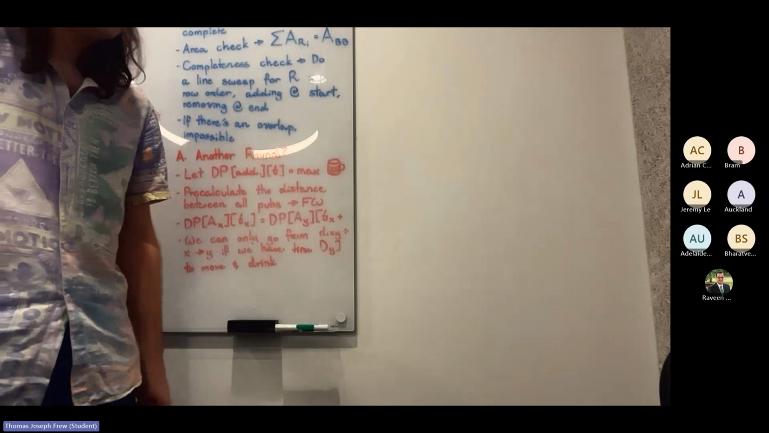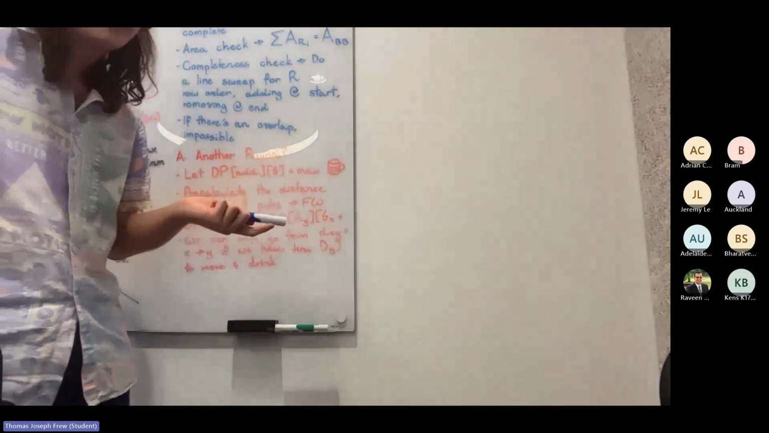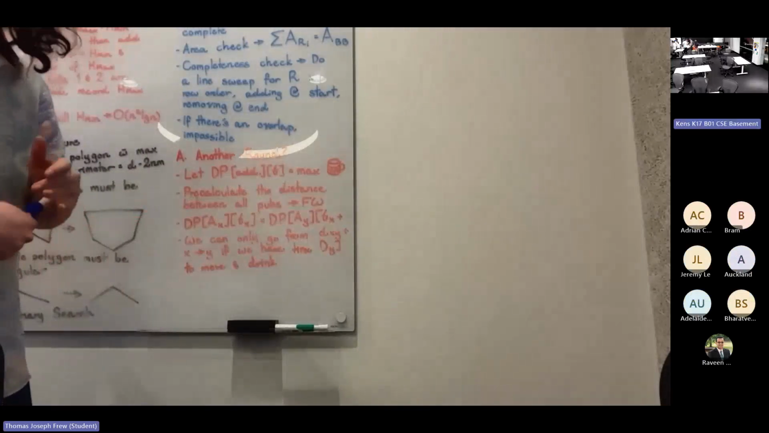So you've got to be using these current values of your DP as indexes for how long your current pint will take. Sorry, were you guys discussing?